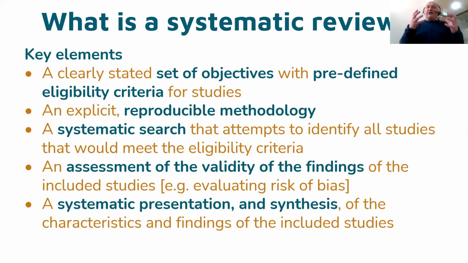So just to give you an idea of some of the key components of what's involved in a systematic review, you have to start with a clearly stated set of objectives with predefined eligibility criteria for studies. So it's very different from a literature review in that case. You have to have an explicit reproducible methodology. You have to develop a systematic search that you will then extrapolate over multiple databases. You have to have an assessment of the validity of the findings, and you have to do a systematic presentation and synthesis of the included studies.